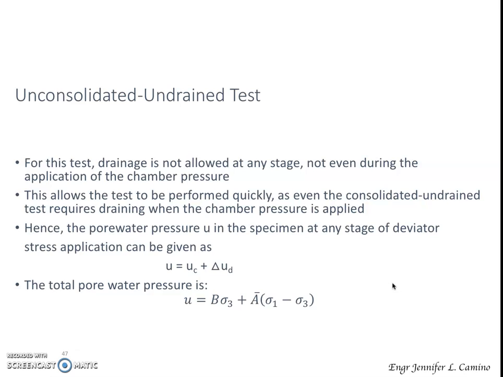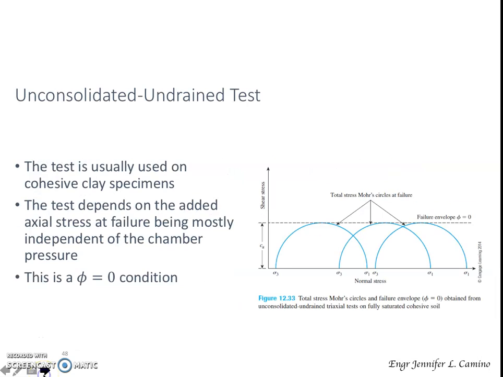A further increase in the pore water pressure will occur because of the deviator stress application. So we can have our pore water pressure, which is equal to this equation. So pore water pressure is equal to the Skempton's parameters. You have the presence of the Skempton's parameters for the total pore water pressure for the unconsolidated undrained test.